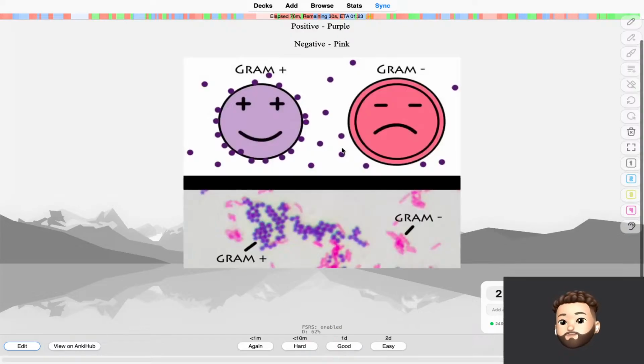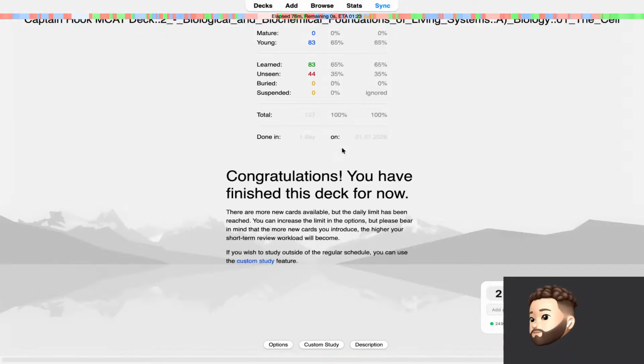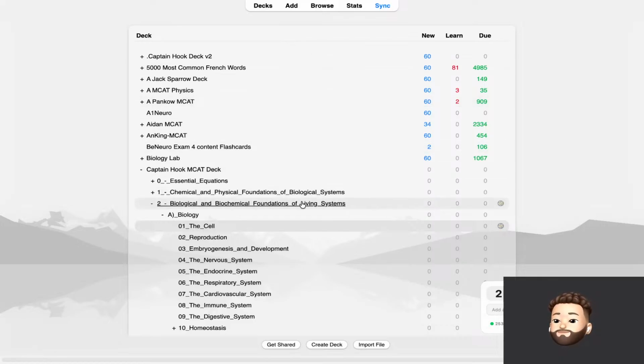Positive, purple. Okay, so that means tomorrow we have 44 cards. I thought we had a lot less, but I guess I was wrong, because we only did 20 yesterday, so that's why. All right, we can sync that. We're on good timing. We'll probably be going for another, if I had to guess, maybe 20 minutes or so.